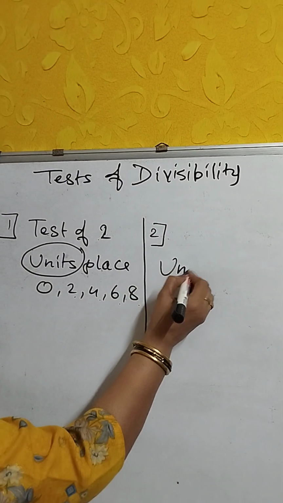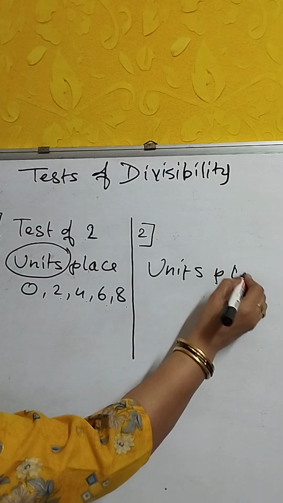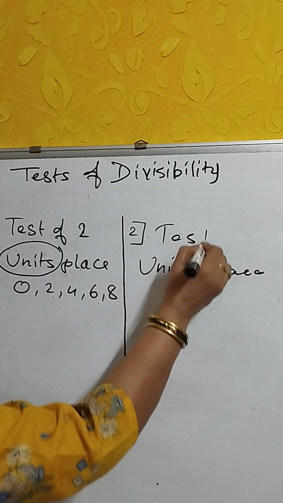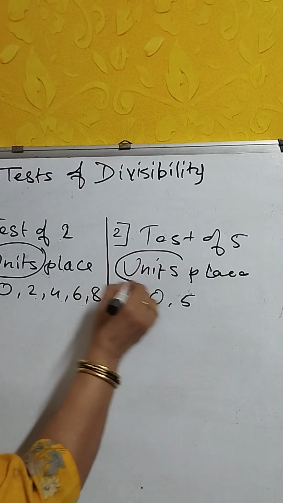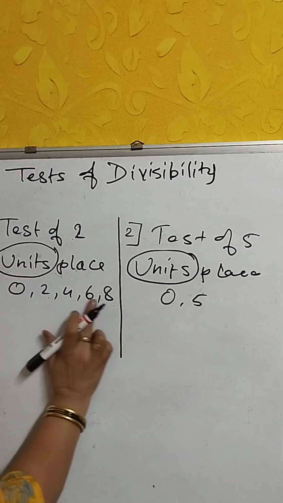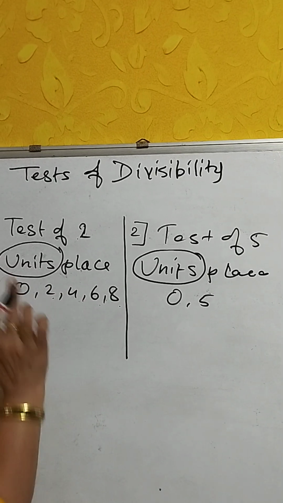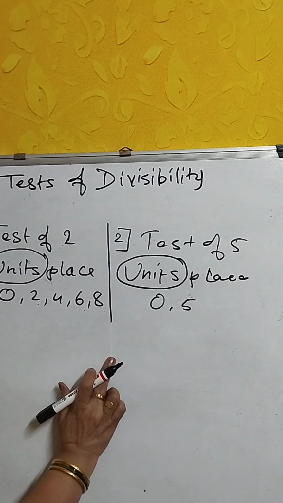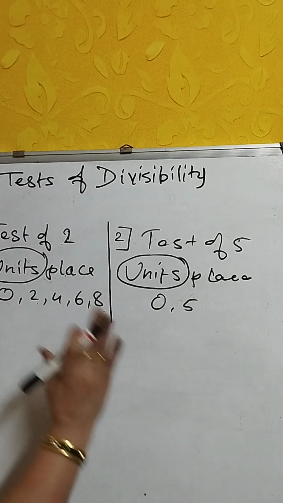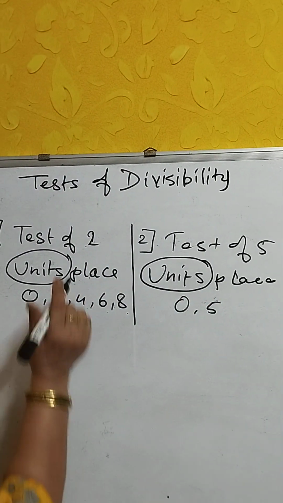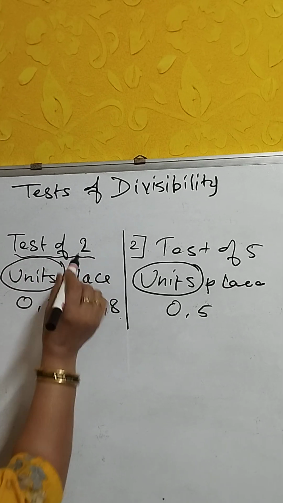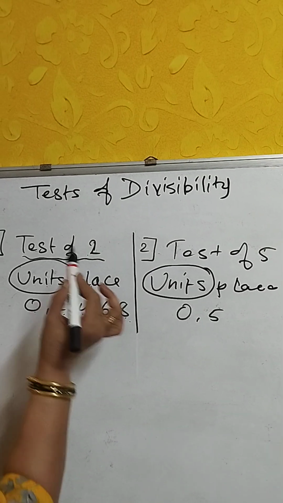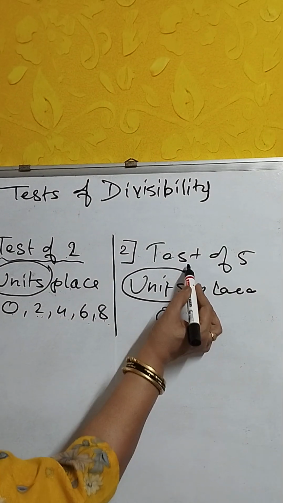Again at units place only, if 0 or 5, then it is the test of 5. Means you have to remember, if these numbers are at units place, the number is divisible by 2. At units place only, if these two numbers are there, then divisible by 5. Easy to remember, means at once you will remember two tests. Divisibility test of 2: at units place 0, 2, 4, 6, 8, divisible by 2. At units place 0, 5, divisible by 5.